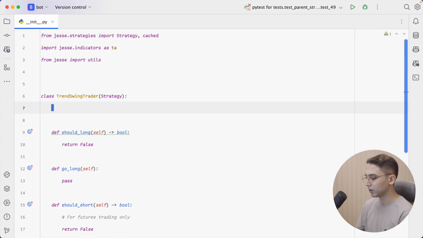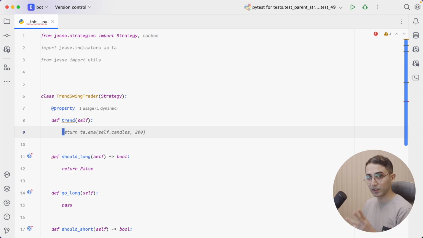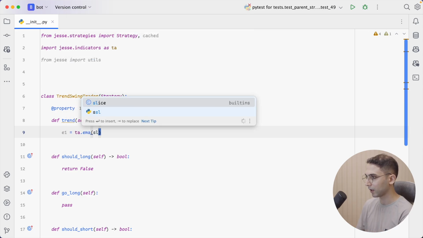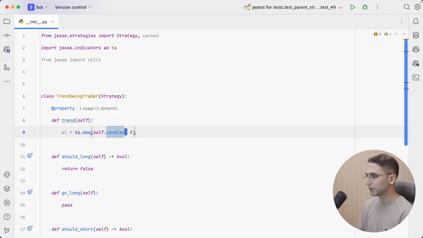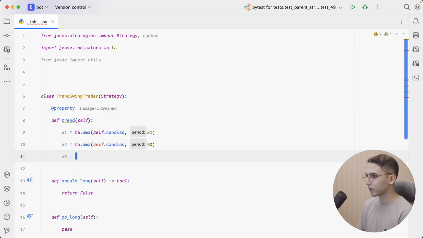So the first thing I'm going to do is to define a new property and name it trend, and in it we're going to define three moving averages. The first one is going to be ta.ema, and I will pass in the current candles, and as for the period I will pass 21. The second one is going to be the same code but with the period of 50, and the third one is going to be the same but with the period of 100.